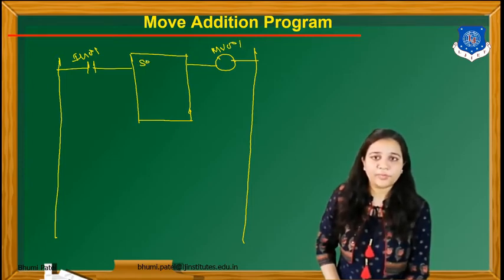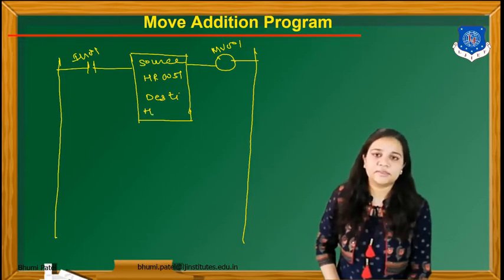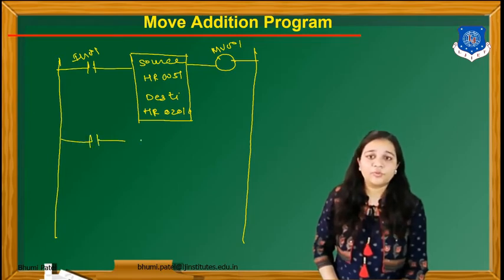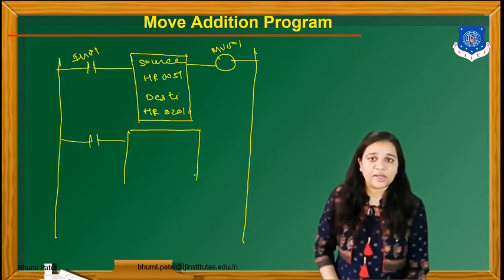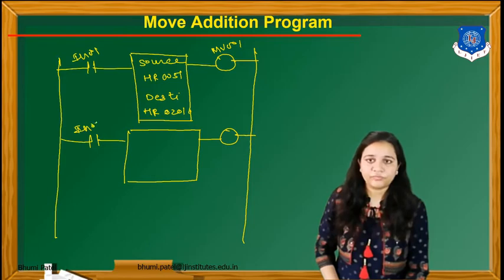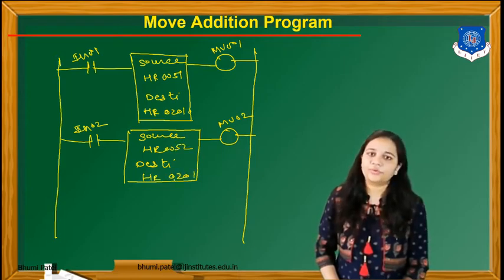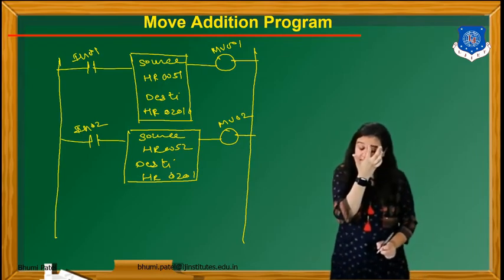And what is the format of the move function? We have to use the source and the destination address. Suppose source is 0051 and destination HR0201. Okay. Now next data, again we have to move some data, because for the addition we compulsorily require two data. So again we have to use the move function, MOVE 02, with source address and destination address. Source will be HR0052 and destination will be HR0201. Here the address of the destination will be same.